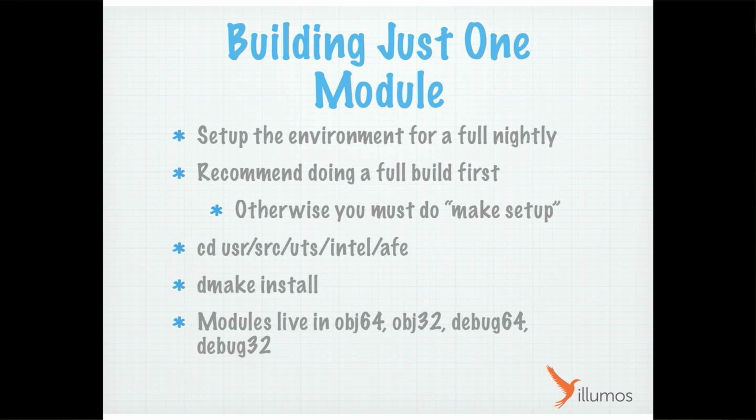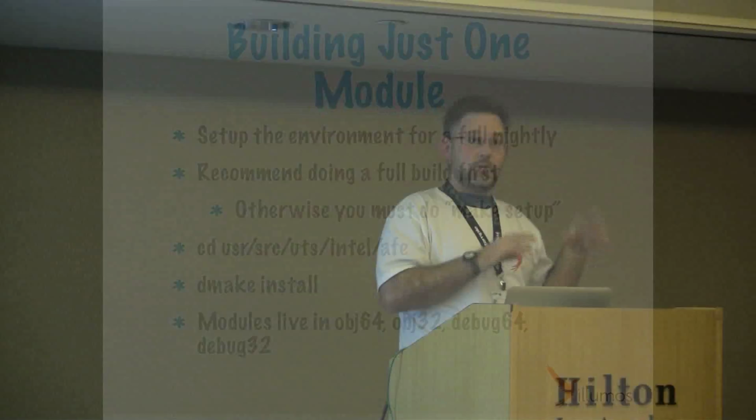Now, you don't want to do that if you can avoid it. So if you don't want to build the whole system, there is a way to do just a piece. What you can do is make setup instead. You do all the environment setup pieces, which you have to do: edit the environment file, make sure that you have the compilers, all those pieces. But you're going to do that just once for the workspace. If you have the time, go ahead and do a full build. But if you're in a real hurry, you can do make setup.